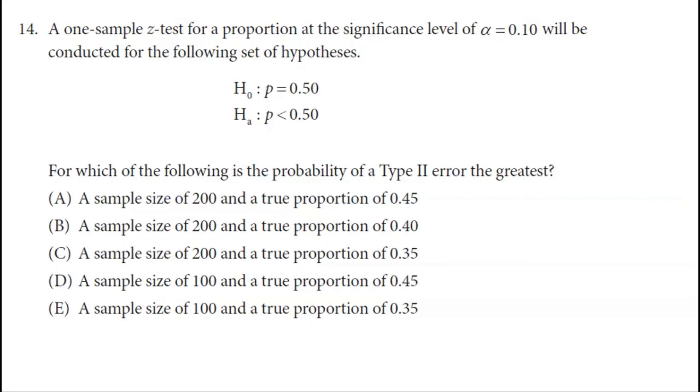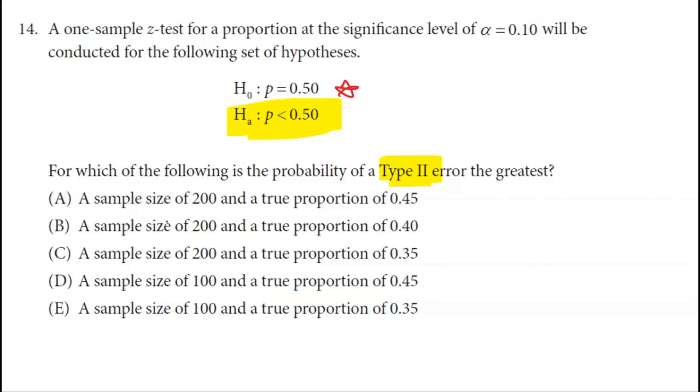Okay, so let's talk a little bit about type 2 error. In a type 2 error, the alternative is true, but unfortunately, I failed to reject the null. So I keep a null hypothesis that is incorrect. So which of the following is the probability of a type 2 error the greatest?